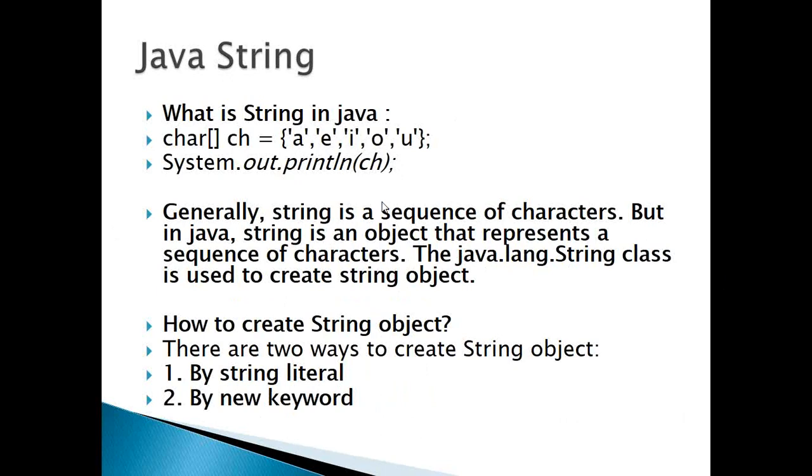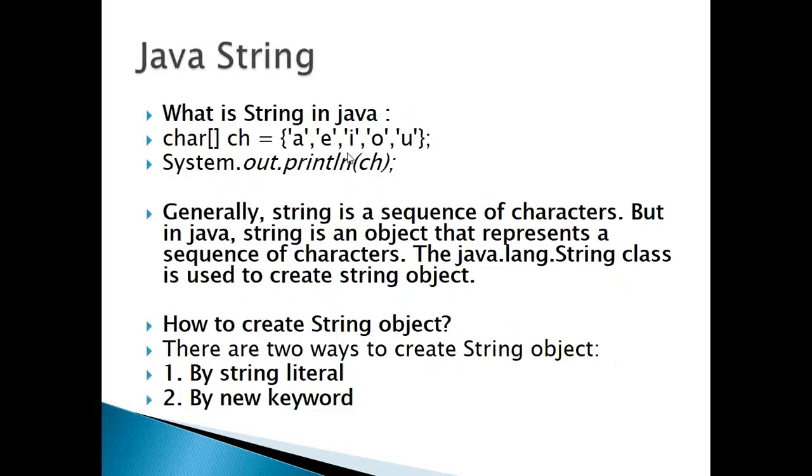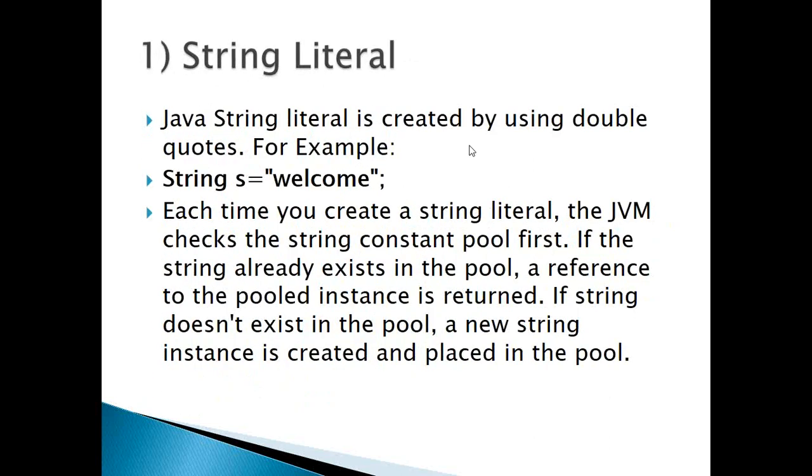Why I'm telling you it is an object is, I told you about the heap, right? In the heap we have two types of memory. One is the constant pool, and another is the non-constant pool. So basically, when you create strings, the memory is coming from the heap itself. Now in string, there is one important concept.